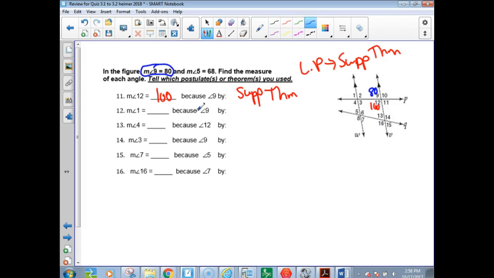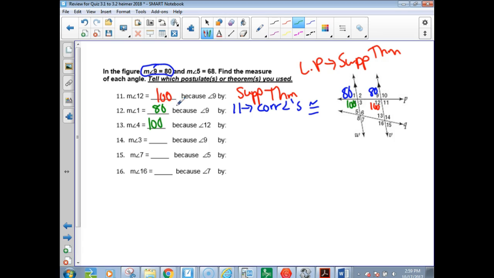Measure of angle 1 is 80 because angle 9 and angle 1 are corresponding. So that would be by parallel implies corresponding angles congruent. Get used to writing it this way. That's why I made you do that big packet. Angle 4. Oh, wait, it doesn't say. How big is angle 4? Well, we know it's going to be 100 because it's right next to that. Oh, and I forgot to put my answer in here.